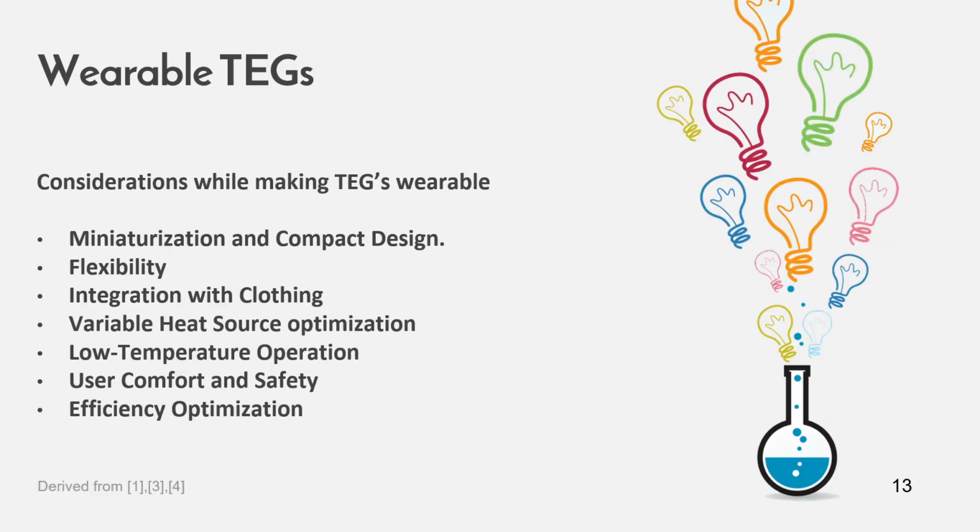And these are some of the considerations while making TEGs wearable, and those include miniaturization and compact design of the TEGs, the flexibility of the TEGs, and integration with clothing. TEGs should be able to integrate with existing clothing materials, and variable heat source optimization. This is one of the most important considerations we take into account while making TEGs. The heat in the human body varies from time to time, and the TEGs should be optimized to provide maximum efficiency in all these varying temperatures, along with low temperature operation, user comfort and safety, efficiency optimization, etc.